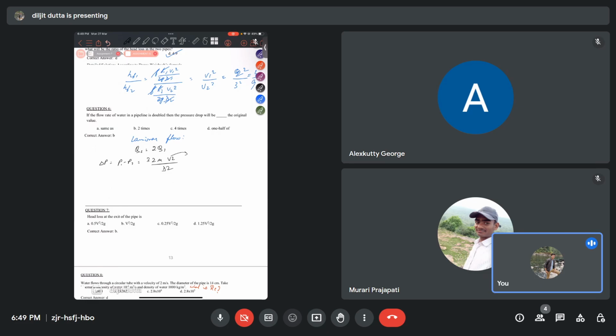And V we can replace by Q by A, 32 mu Q L by A d square. Therefore delta P is directly proportional to Q. So delta P2 by delta P1 is equal to Q2 by Q1, and Q2 is 2 times Q1, it is given. So delta P2 will be 2 times delta P. So it will be option B.